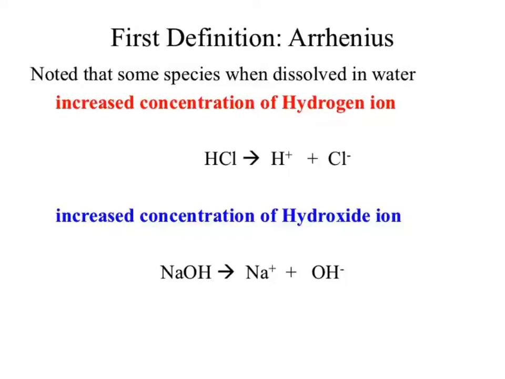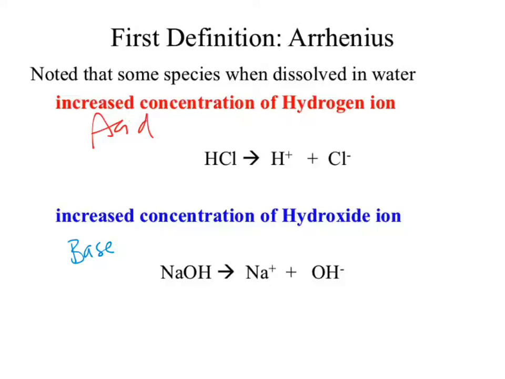So he defined acids and bases according to these definitions. Our acid was defined as increasing the concentration of hydrogen ion, and our base was defined as increasing the concentration of hydroxide. These definitions are technically quite useful within general chemistry.